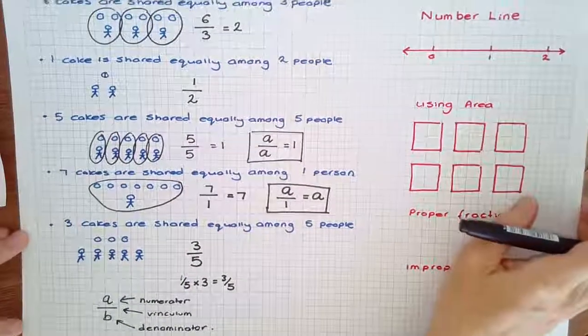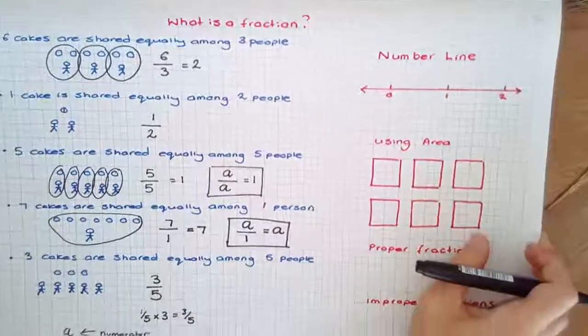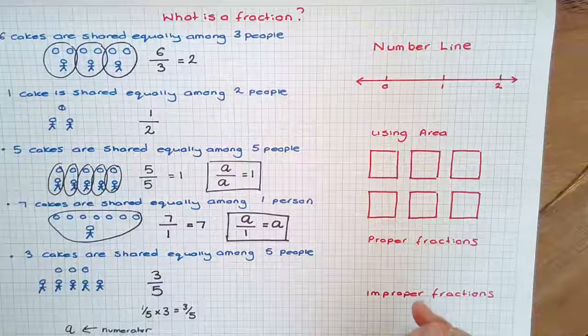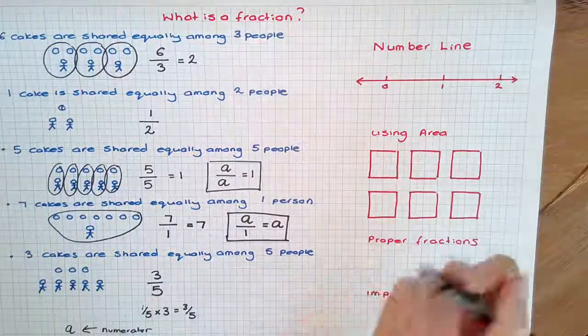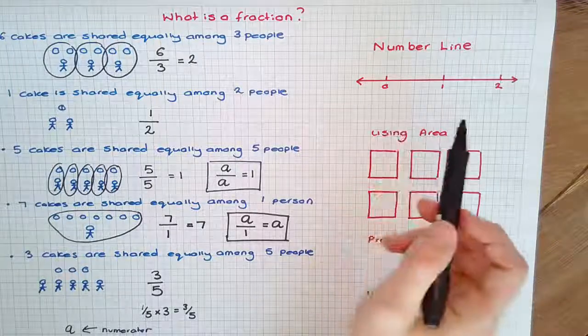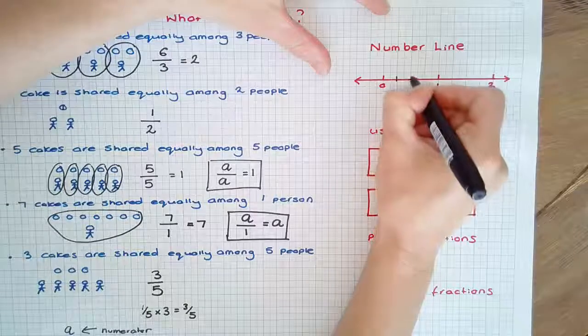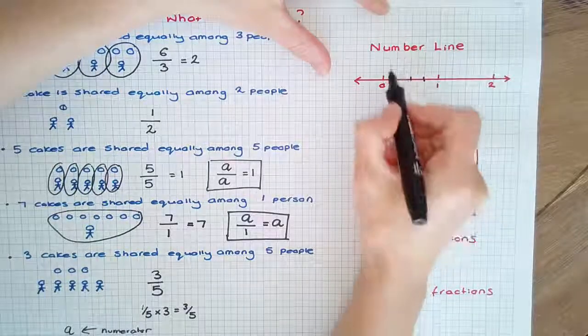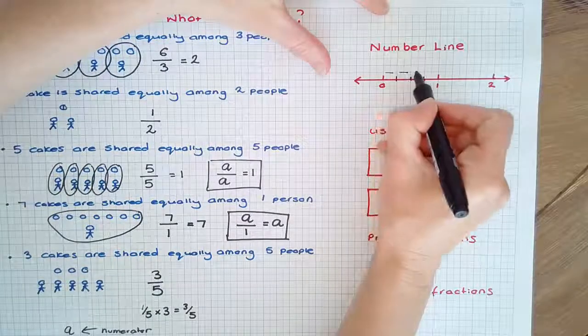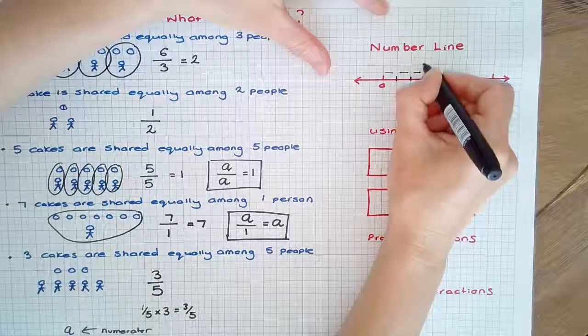Numbers can be represented using different models. Firstly, let's have a look at a number line. For instance, if we want to indicate 3/4 on the number line, we would divide each interval into fourths. That is, from 0 to 1, divide into fourths. 3 of these, that's 1, that's 2, that's 3, would indicate 3/4.